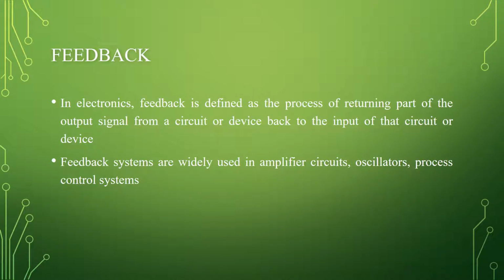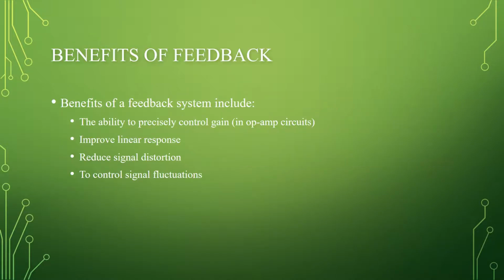Feedback. In electronics, a feedback system is defined as the process of returning a part of the output signal from a circuit or a device back to the input of that circuit or device. Feedback systems are widely used in amplifier circuits, oscillators, process control systems, and other such systems. Benefits of feedback include the ability to precisely control gain as used in op-amp circuits, improve linear response, reduce signal distortion, and control signal fluctuation.